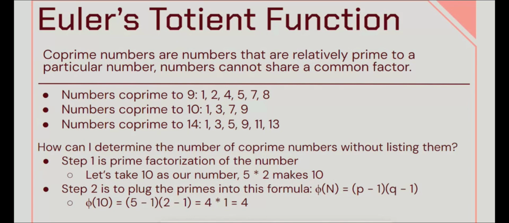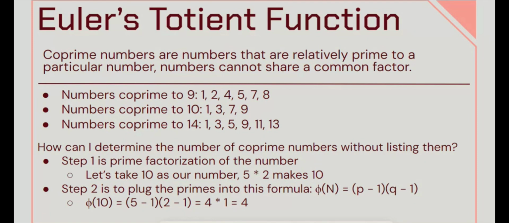common factor. So if we want to find numbers coprime to 9, the numbers 1, 2, 4, 5, 7, and 8 are coprime. The numbers 3, 6, and 9 are not listed because they all share a common factor of 3. If we want to find numbers coprime to 10, it would be 1, 3, 7, and 9, which means that all the even numbers are eliminated because they all share a common factor of 2 with 10. And the number 5 is also eliminated because it's a factor of 10. There are 4 numbers coprime to 10.